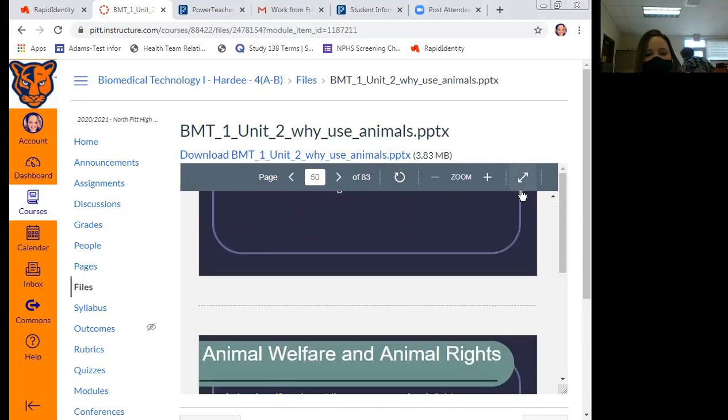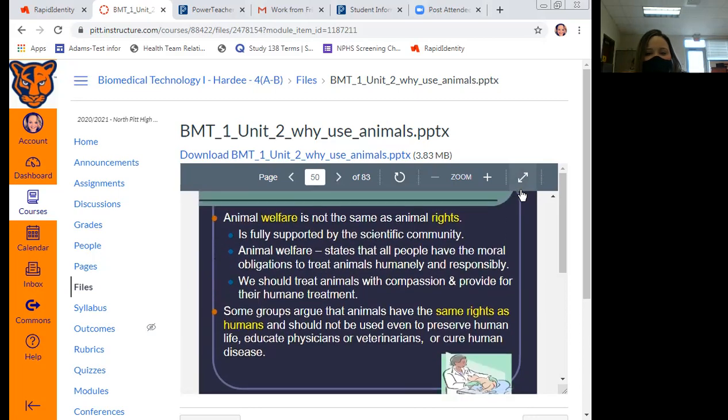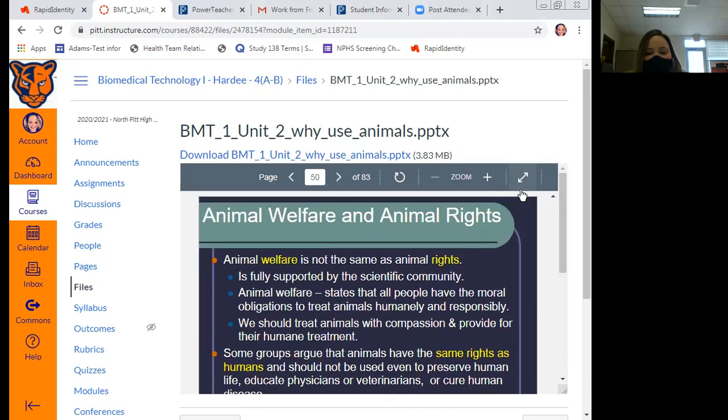Okay, so here we go, the difference in animal welfare and animal rights. We're going to spend just a second talking about this, okay? So animal welfare is not the same as animal rights. Animal welfare is the overall status of the animal. So it's fully supported by the scientific community that animal welfare is and should be considered. Animal welfare states that all people have moral obligations to treat animals humanely and responsibly.